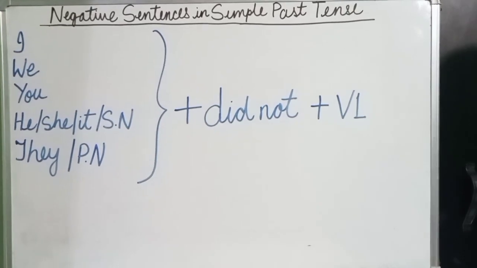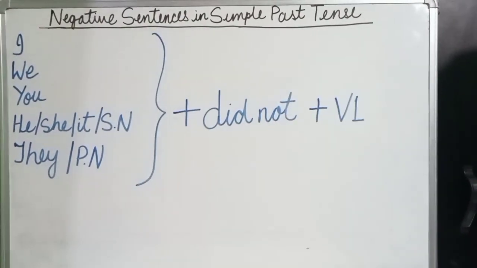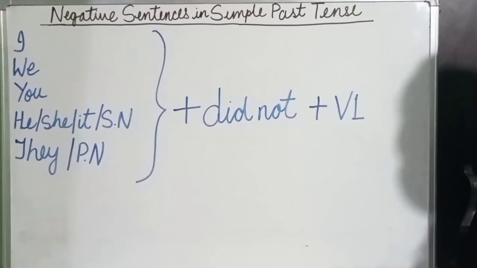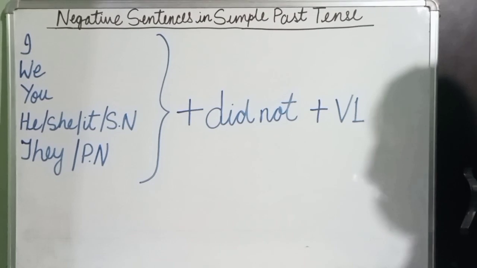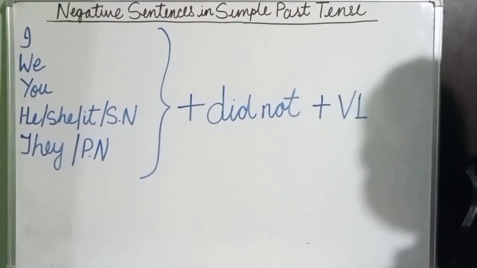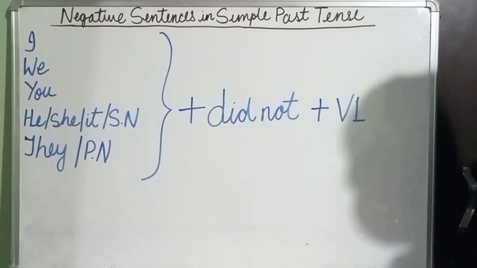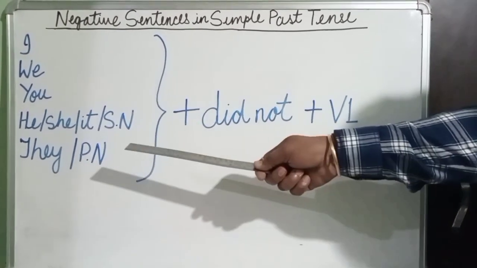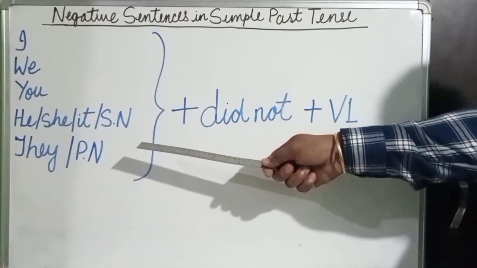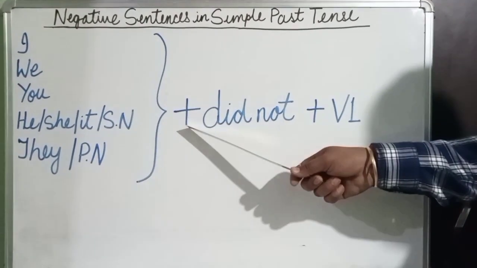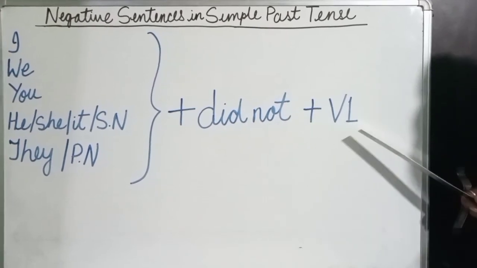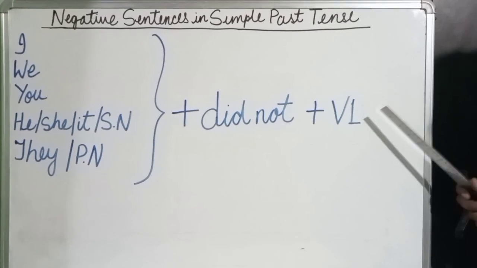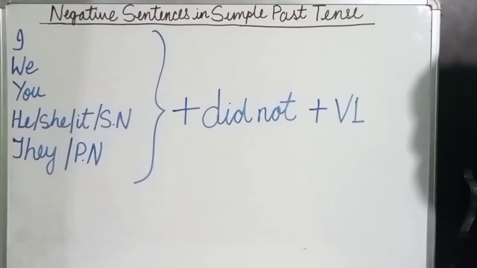Now, rules for making negative sentences in simple past tense. With the subjects first person singular and plural, that is I and we, second person singular and plural, that is you, third person singular, that is he, she, it, or single name, third person plural, that is they or plural noun, it is subject plus did not plus first form of the verb. Yes, children, we have to add the first form of the verb for making negative sentences.